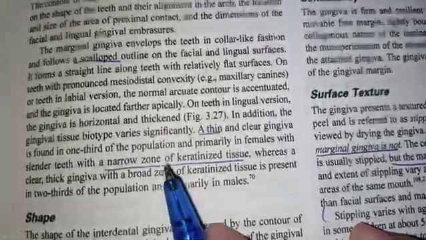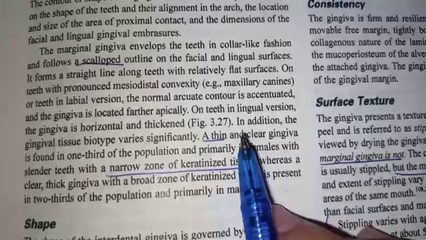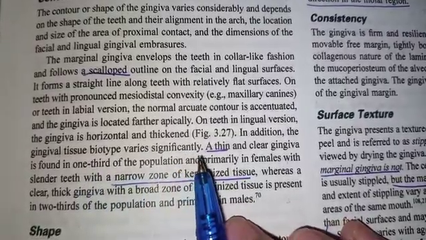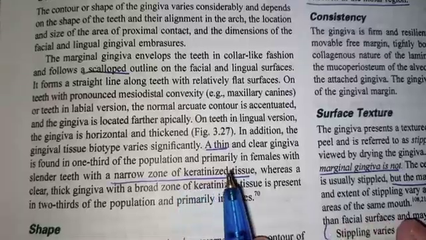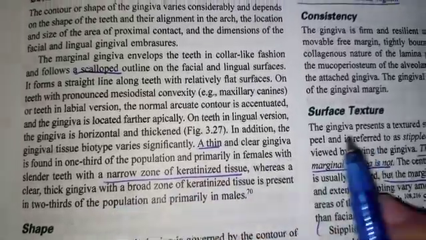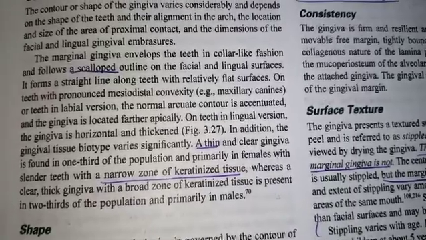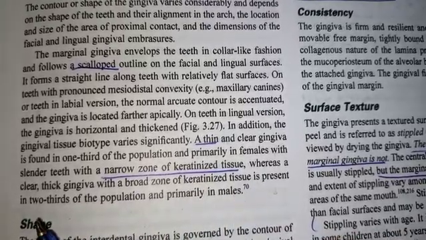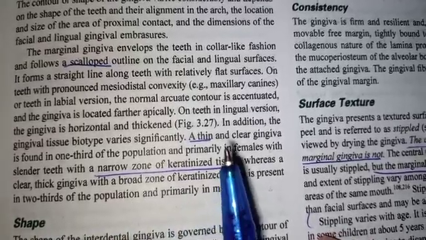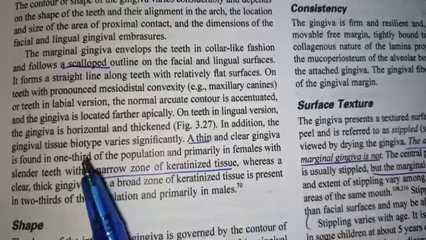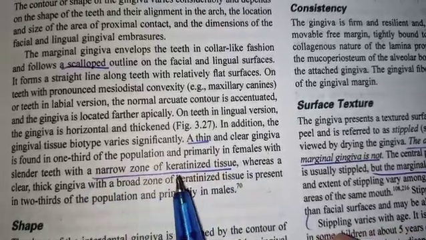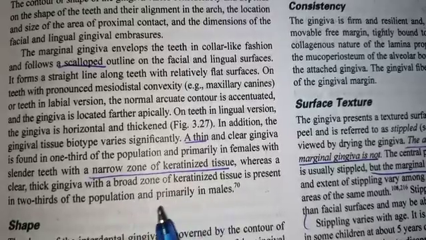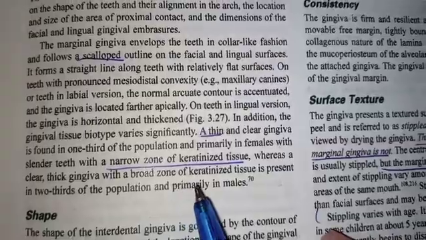The gingiva becomes horizontal and thickened. In addition, the gingival tissue biotype varies significantly. A thin, clear gingiva with a narrow zone of keratinized tissue is found in one third of the population, primarily in females with slender teeth, whereas a thick gingiva with a broad zone of keratinized tissue is present in two thirds of the population, primarily in males. So in females, thin gingiva with a narrow zone of keratinized tissue occurs in one third, whereas the broad zone of keratinized tissue and thick gingiva are present in two thirds of the population, basically males.